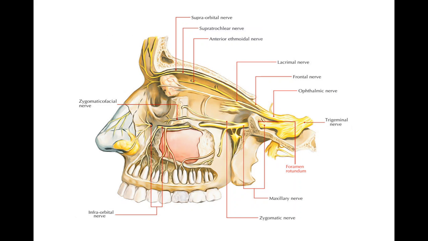So next is the maxillary nerve. The maxillary nerve is V2. It enters the pterygopalatine fossa, which lies between the pterygoid plate and the posterior part of the maxilla. This nerve enters the pterygopalatine fossa from the middle cranial fossa by passing through the foramen rotundum. After its exit through the foramen rotundum, roughly you can say it divides into three branches.